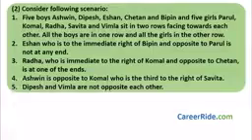Question number 2. Consider the following scenario. 5 boys, Ashwin, Dipesh, Ishan, Chetan and Bipin, and 5 girls, Parul, Komal, Radha, Savita and Vimla, sit in 2 rows facing towards each other. All the boys are in one row and all the girls are in the other row. Ishan, who is to the immediate right of Bipin and opposite to Parul, is not at any end. Radha, who is immediate to the right of Komal and opposite to Chetan, is at one of the ends. Ashwin is opposite to Komal, who is the third to the right of Savita. Dipesh and Vimla are not opposite each other.